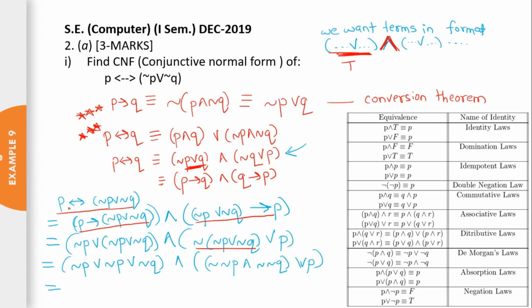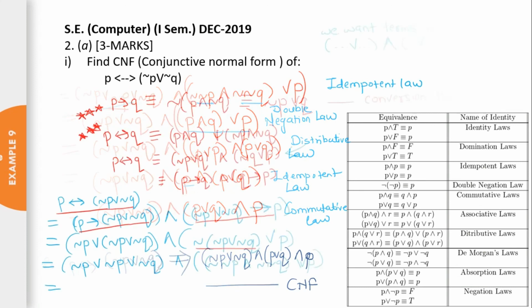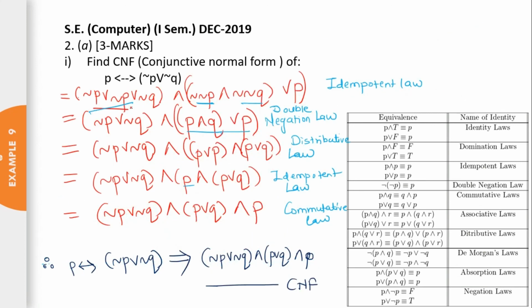So now this will be P and this will be Q for my equation. Now we will get the answer, that is negation of P or negation of P or negation of Q, this term and this term. Now again after solving this we will expand this bracket. Now it will be this term. After solving this, the final answer we will get is negation of P or negation of Q, whole ANDed with P or Q, whole ANDed with P. So this is our final CNF.